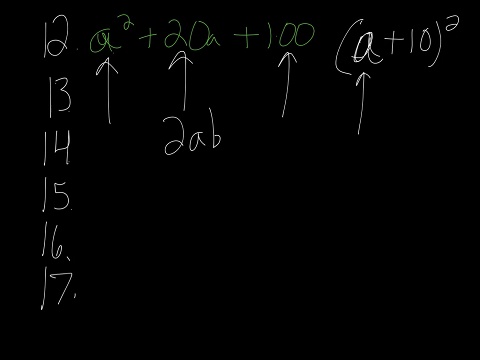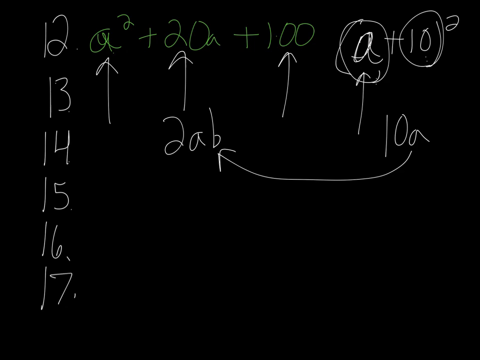And what we mean by ab, I don't mean the letter a in this problem. I mean a is the first term, b is the second term. So a times b, or a times 10, is 10a. And then when we multiply that by 2, we get 20a. So that's using the shortcut.